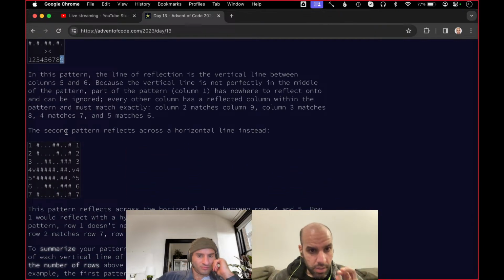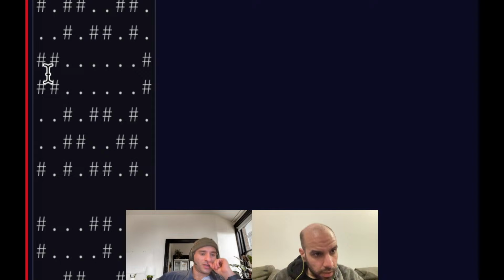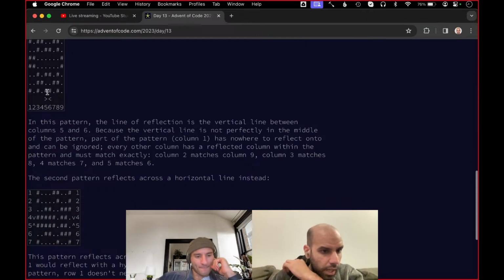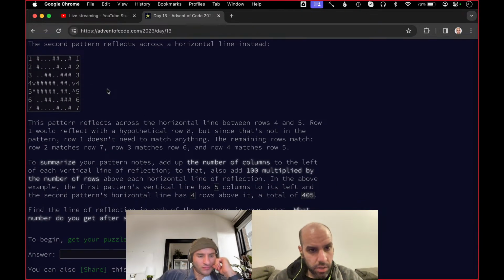The second pattern reflects across a horizontal line instead. So we are now looking at this, and I suppose the reflection will be about there. But I'm still curious as to why this doesn't reflect on the horizontal line, because it seems like it should. Maybe it's this one? No, I'm getting confused by the lines here. Oh, it is this one. That's why it doesn't reflect. Look at it this way. You see it? Yeah, I see it. The second pattern reflects across a horizontal line instead, which is this. This pattern reflects across the horizontal line between rows 4 and 5.